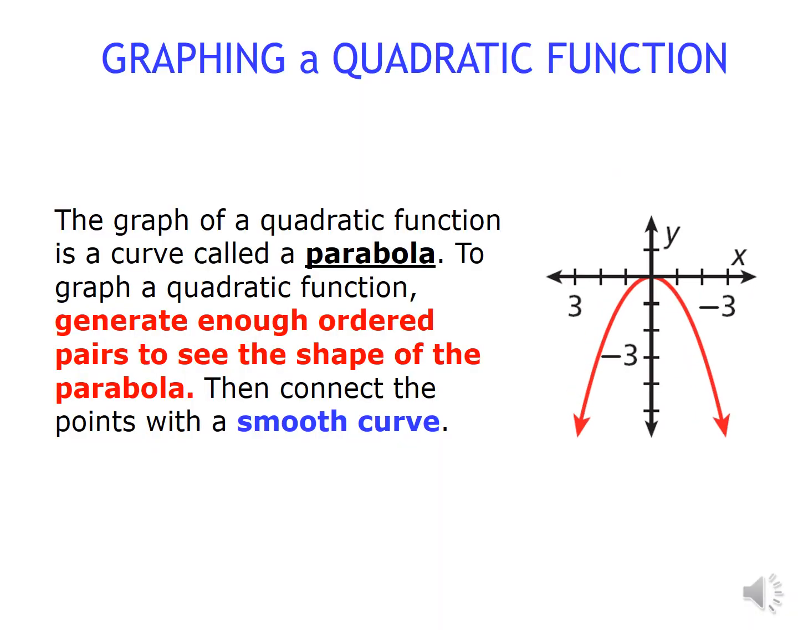All right, so we're going to talk quickly about graphing a quadratic function. We need to remember that the graph of a quadratic function is a nice smooth parabola. It does not look like that, so don't make your graph look like that. If you graphed on a test, you would lose 1 point for making it pointy. So make sure it's rounded at the top. To graph a quadratic function, you need to generate enough ordered pairs to see the shape of the parabola. I usually say 5, or at least 4 on one side. Then you're going to connect the points with a smooth curve.